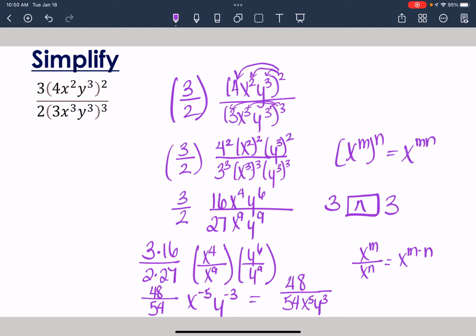So you can leave your answer like that, or you can reduce that fraction. So if I reduce that, that'll be 24 over 27 x to the 5th y cubed. And I can reduce that further by a factor of 3. So that'll be 8 over 9 x to the 5th y cubed. And that should be your final answer.